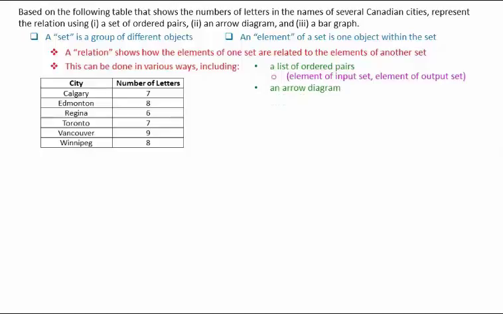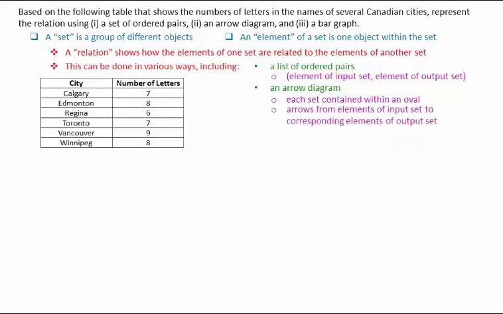We can also use an arrow diagram. Here, we express each set entirely within an oval. We can then draw arrows from the elements of the input set to the corresponding elements of the output set. We can also use a bar graph. A bar graph is particularly useful when one or both of the sets is numerical.